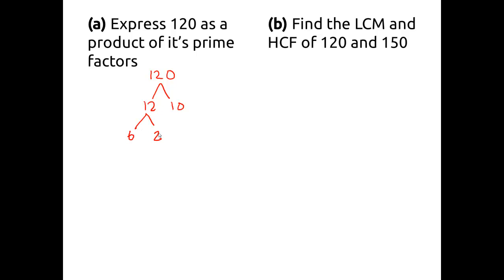6 times 2 gives us 12. 2 is prime. 6 can be written as 3 times 2. Both of these numbers are prime. 10 is equal to 5 times 2. Both of these numbers are prime.